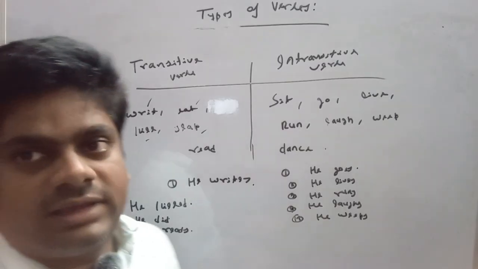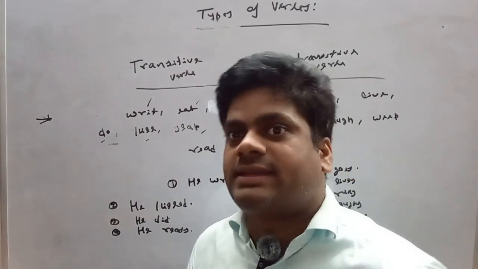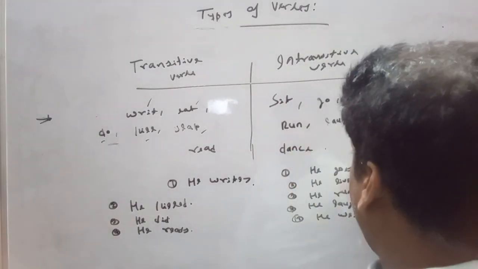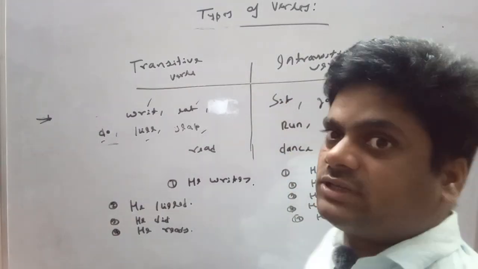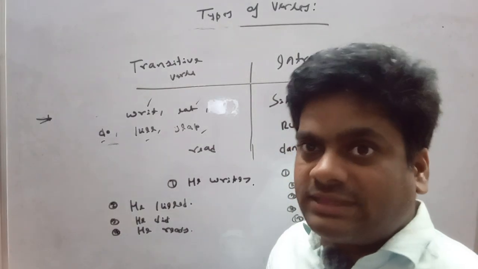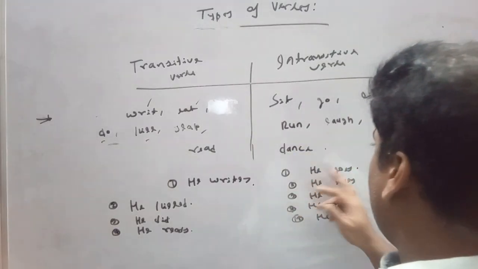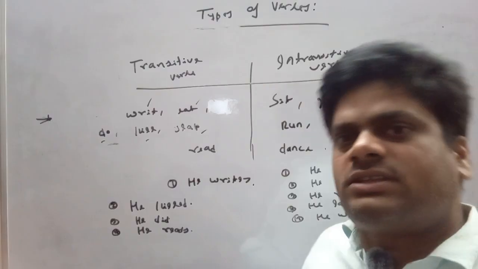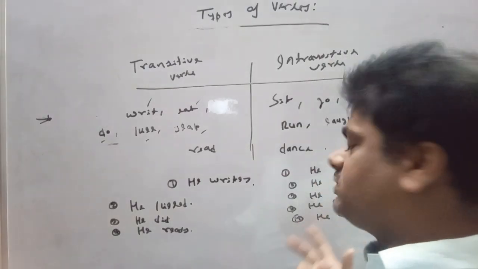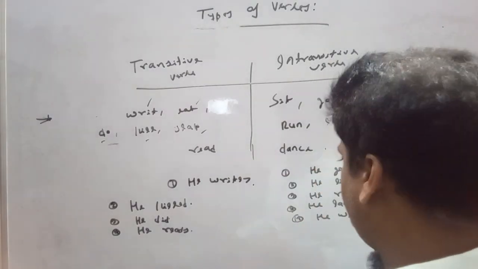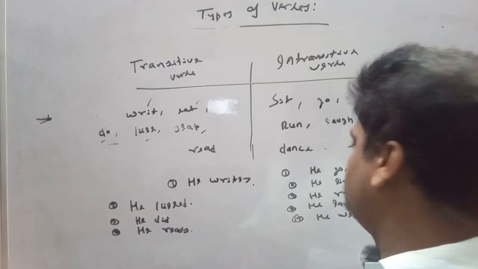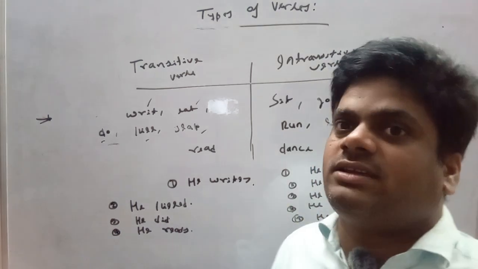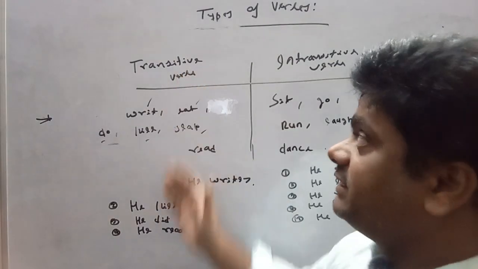Transitive verbs, in the lack of an object, cannot express their meaning clearly, but intransitive verbs don't require any type of object to express their meaning clearly. So, he goes, the sentence is complete. He leaps, the sentence is complete. He runs is also complete. He laughs, he weeps. All these sentences express their meaning clearly.